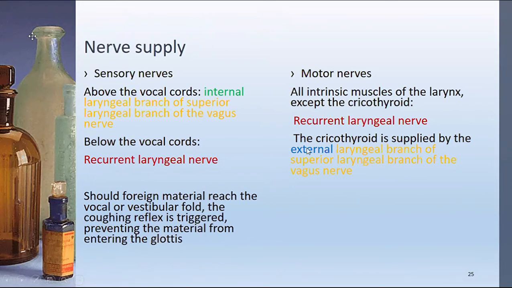Now for the motor nerves of the intrinsic muscles. For the extrinsic muscles, I will not discuss more of those, but they will be discussed in a later lecture. For the intrinsic muscles, except for the cricothyroid muscle, it is supplied by the recurrent laryngeal nerve. Recurrent laryngeal nerve for all the intrinsic muscles except for the cricothyroid. The cricothyroid is supplied by the external, as opposed to the internal sensory here, external motor branch of the superior laryngeal branch of the vagus nerve. So remember these nerves.